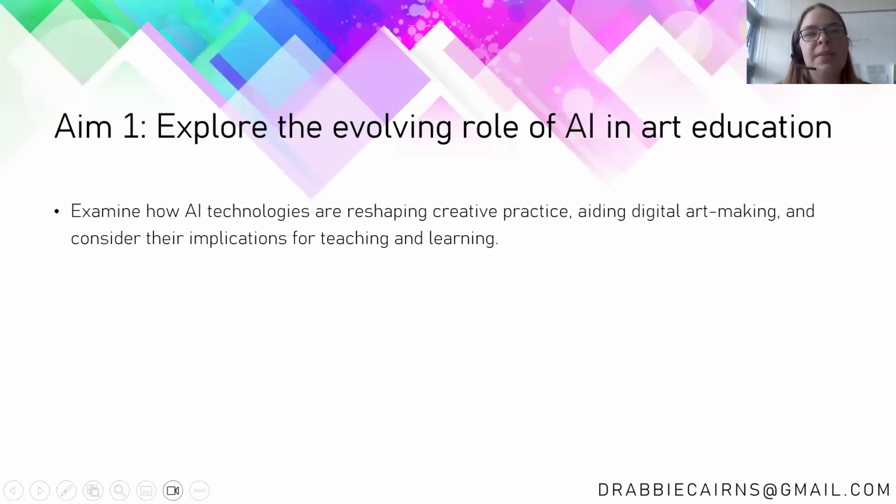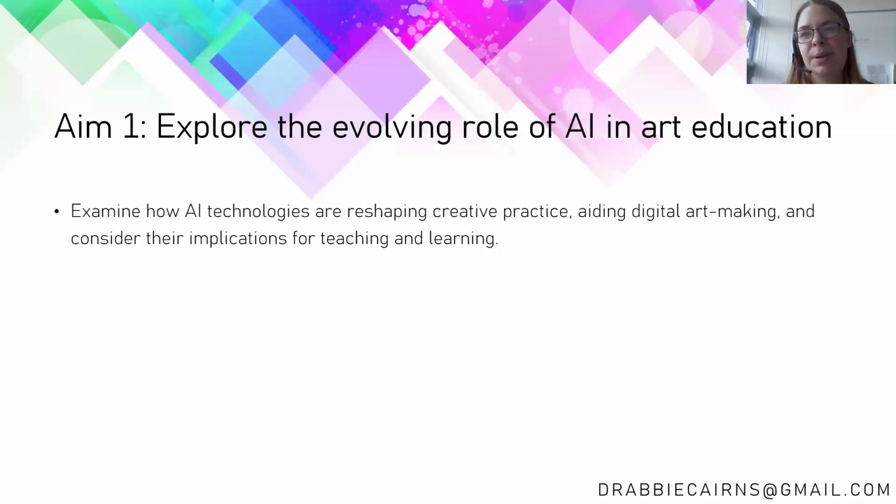So aim 1 then, explore the evolving role of AI in art education. This is obviously continuously evolving because we get more AI tools as we go along, but it can aid digital art making, but it can also aid traditional art making as well. And I think that's a really important thing.